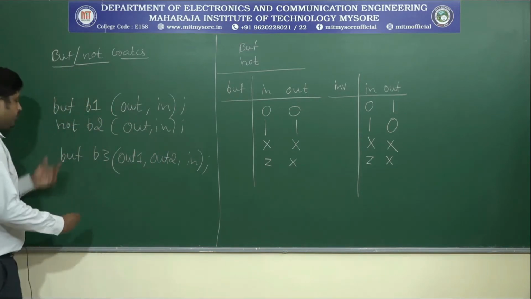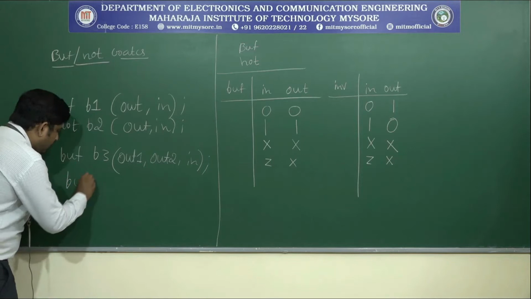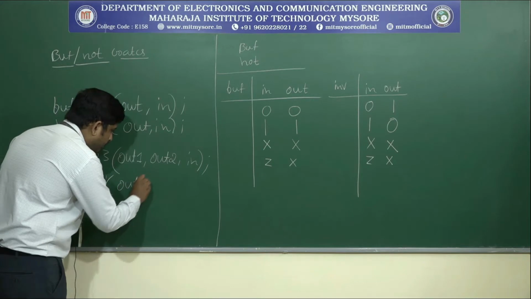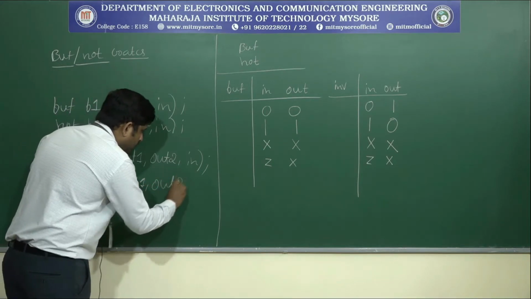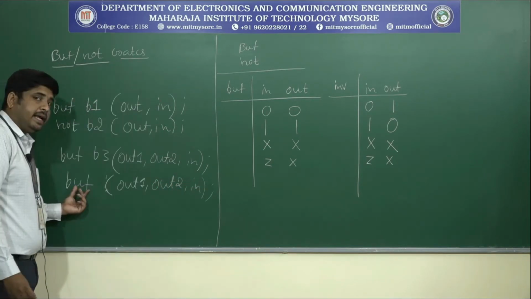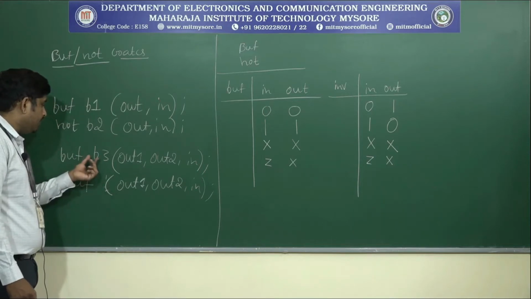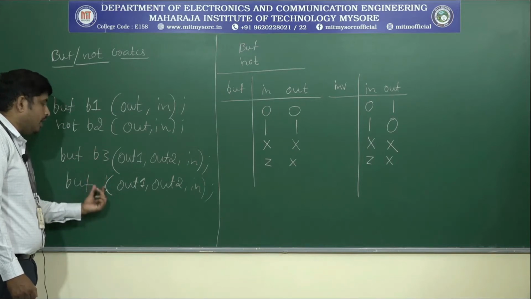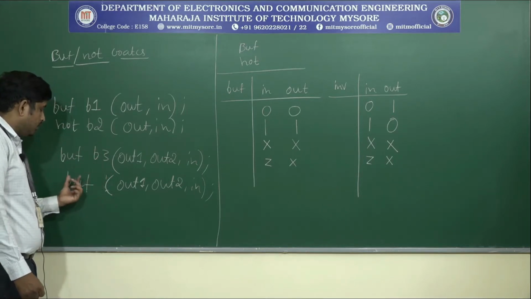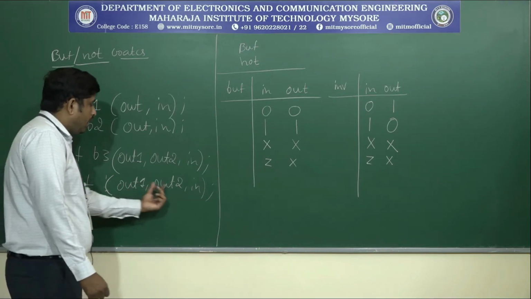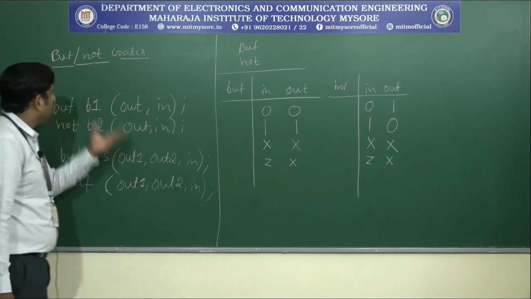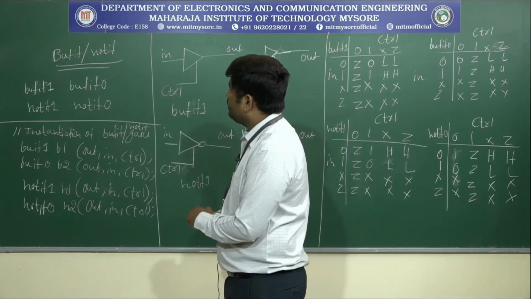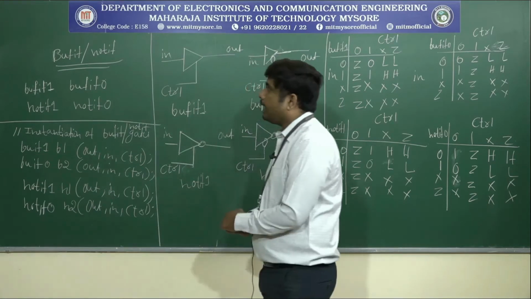Suppose next we modify this statement: buf, out 1, out 2, then in. This indicates there is no name mentioned here. In the earlier one you have to mention the name, that is B3, but here no name is required. You directly write buf out 1, out 2 and in. So these are all regarding buffer and NOT gates. Next topic, bufif and notif. In the previous part we discussed buffer and inverter.